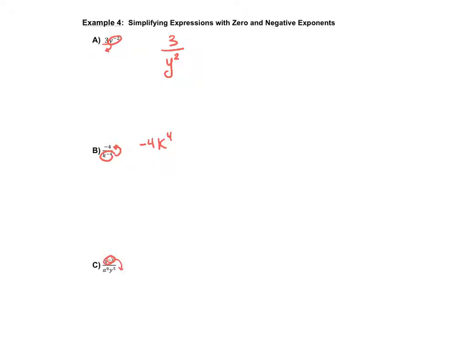The a to the 0 is 1, so I don't need that. And so nothing is left up top, but I have to leave something in the numerator. So I'm going to put a 1. It's 1 over x to the third, y to the fifth. I could have done y to the fifth, x to the third, but it's more common that we keep things in alphabetical order.